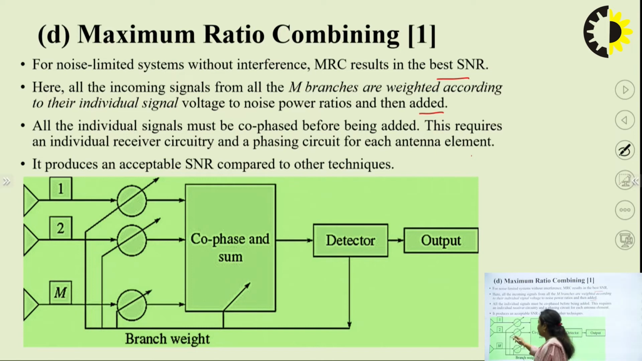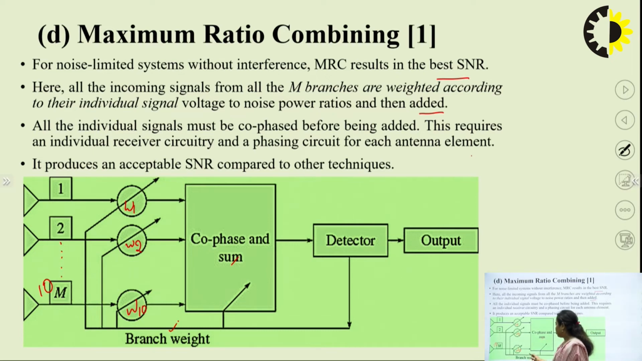So what it says, again I am taking the same example, let M is equal to 10. So there are 10 different branches. The output of each of these branches is being multiplied using different weights. So there are W1, W2 up to W10. So 10 weights will be there. Now the output of these 10 weights will be applied to this cophase and sum block.